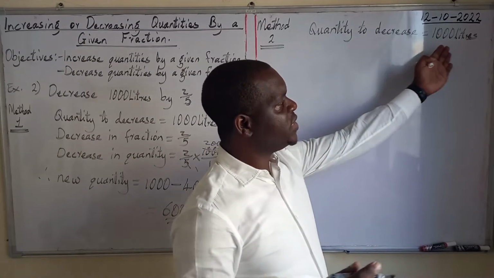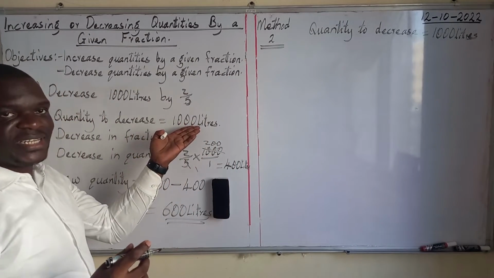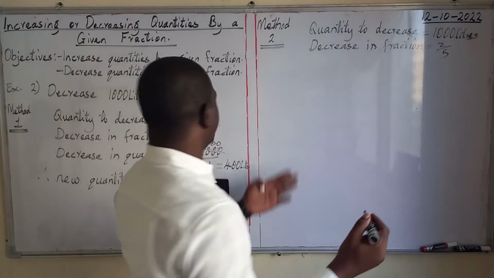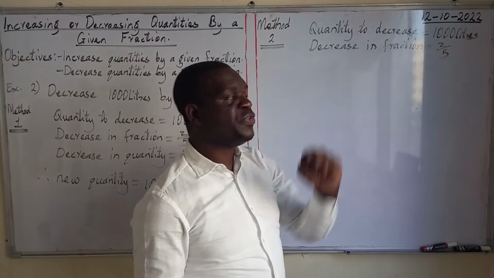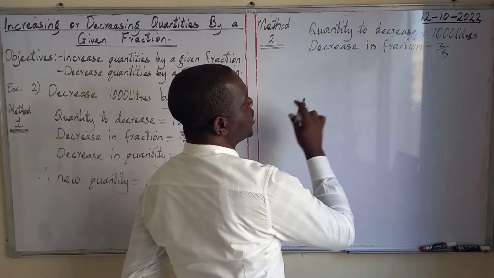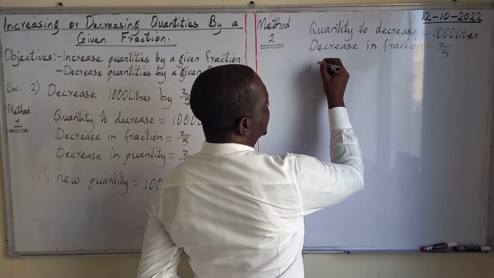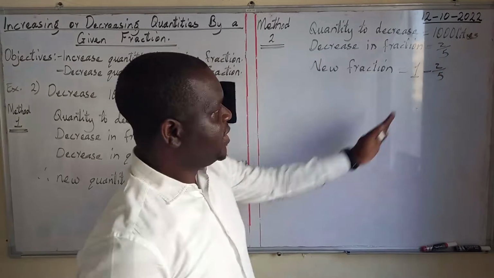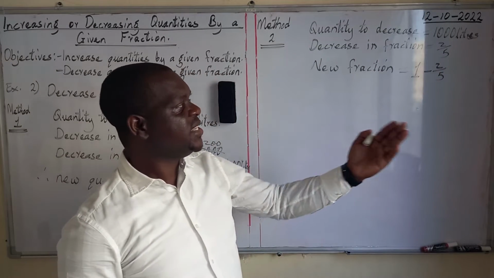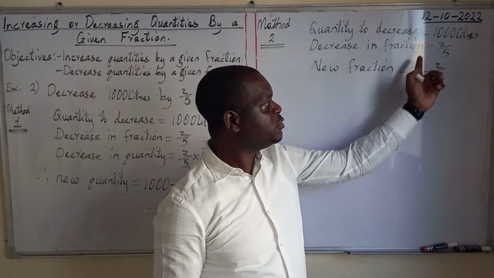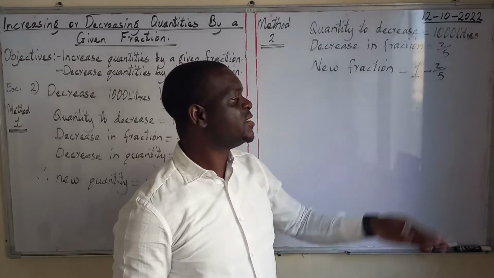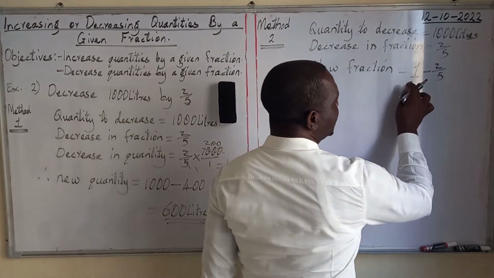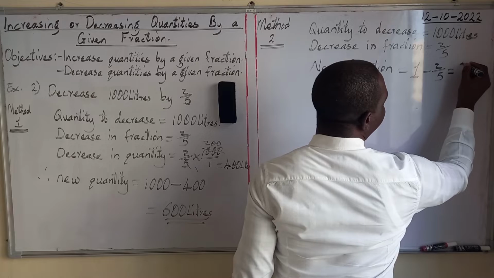You identify the quantity, which is 1000 liters. The next thing is to identify the decrease in fraction. The decrease in fraction is 2/5. The next thing under method 2 that we have to find here is new fraction. New fraction will be 1 minus 2/5. Remember, when we are increasing, we add the fraction to 1. But here you are decreasing, so you subtract the fraction from 1. And if we find the difference here, it's going to give us 3/5.